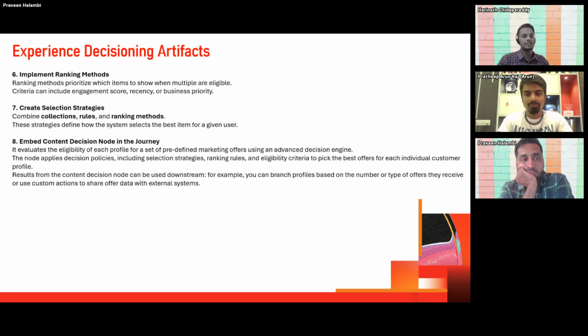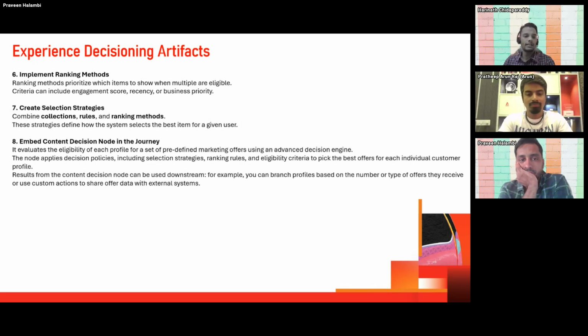Next is the selection strategy. Selection strategy is again a combination of the collections that you create, meaning all those decision offers or decision items that you create, and the decision rules, the filtration of the profile based on certain attributes or audience criteria, and the ranking methods, meaning all those qualified offers and the ranking that has been imposed upon them. The selection strategy computes all of them and then gives you the best offer out of it.